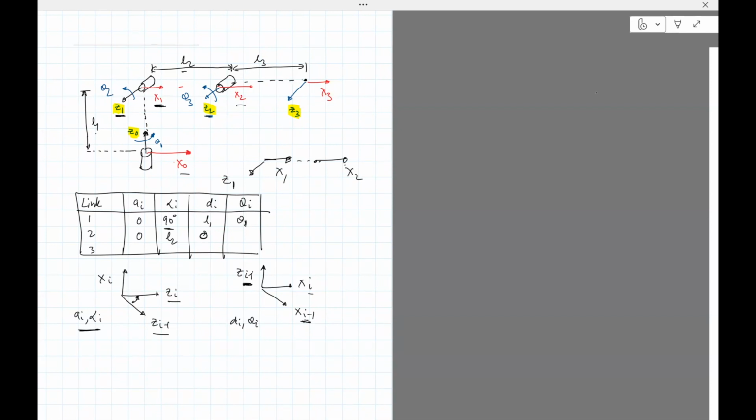And next is the angle between X1 and X2 about Z1. If you look at it this way, right now at this instant, X1 is parallel to X2, which means that the angle is 0. But it's 0 when theta 2 is 0. When theta 2 is changing, the angle will change to theta 2. So this will be theta 2.